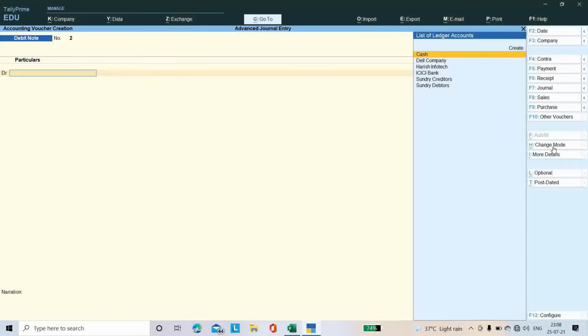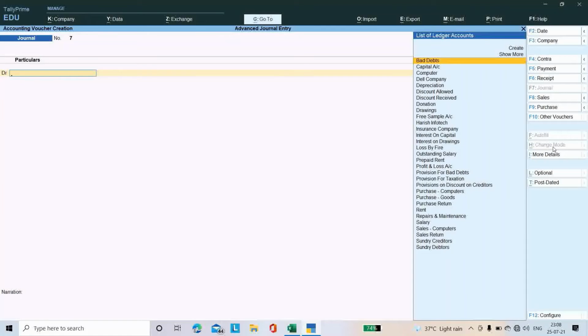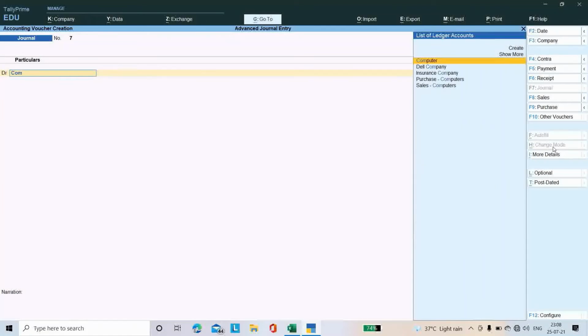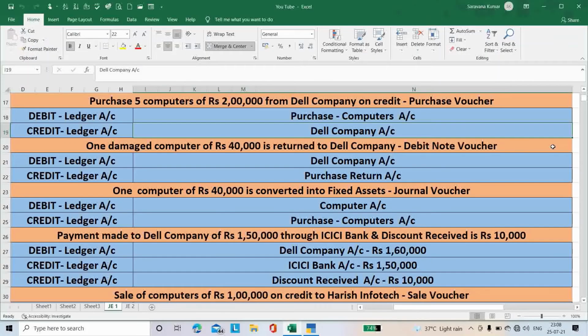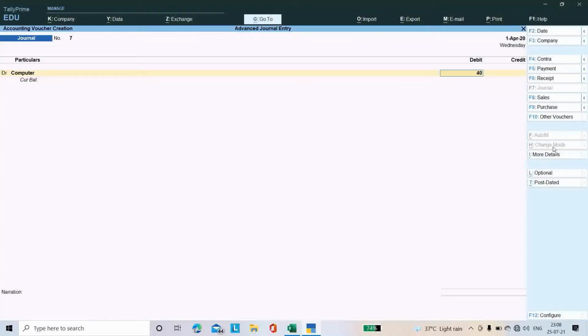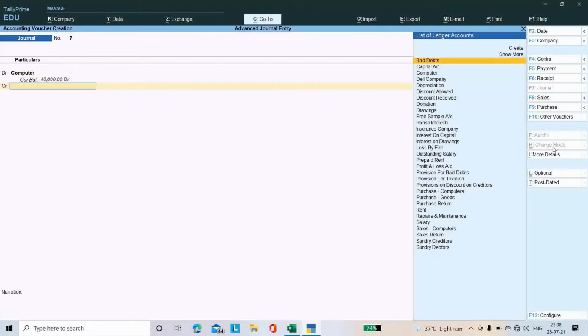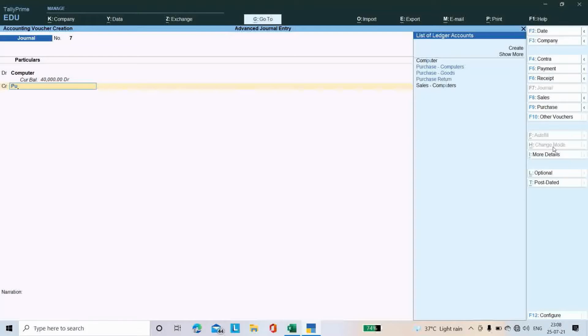You have to enter this transaction in journal voucher. Shortcut key is F7. So debit computers account. How much? 40,000. Credit is purchase computers.